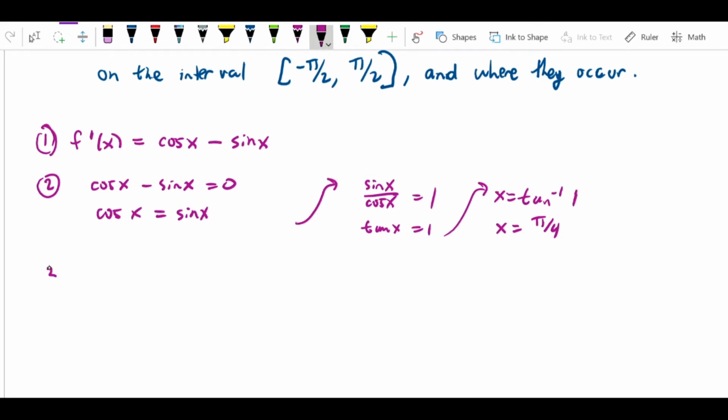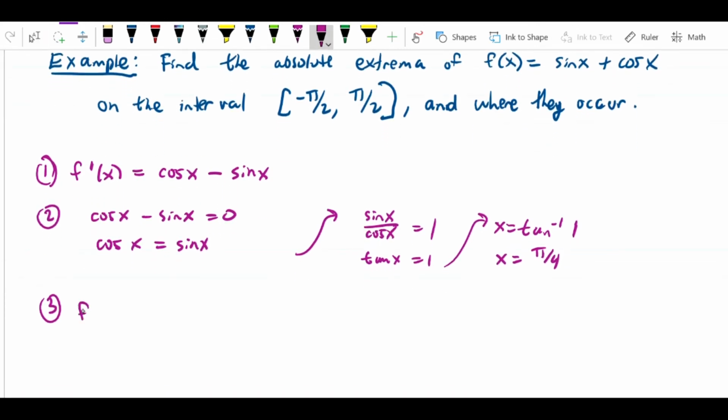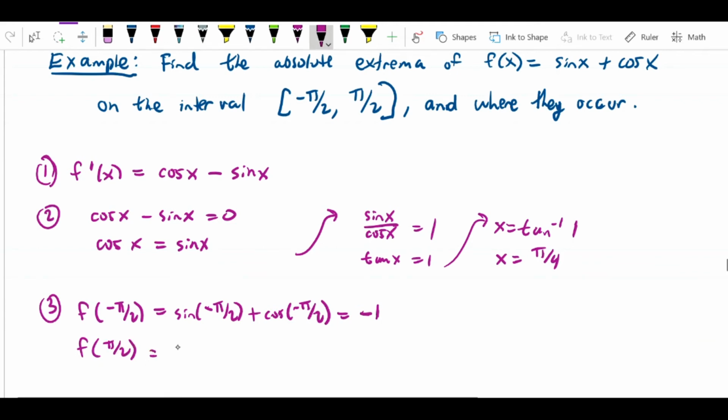So now what we need to do is evaluate f, the original function, at the endpoints and the critical points. So f of negative pi over 2, that's one of the endpoints, is going to be the sine of negative pi over 2 plus cosine of negative pi over 2. Sine of negative pi over 2 is negative 1, cosine of negative pi over 2 is 0, so this is going to be negative 1. F of pi over 2, the other endpoint, will be sine of pi over 2 is 1, and cosine of pi over 2 is 0, so that just equals 1.